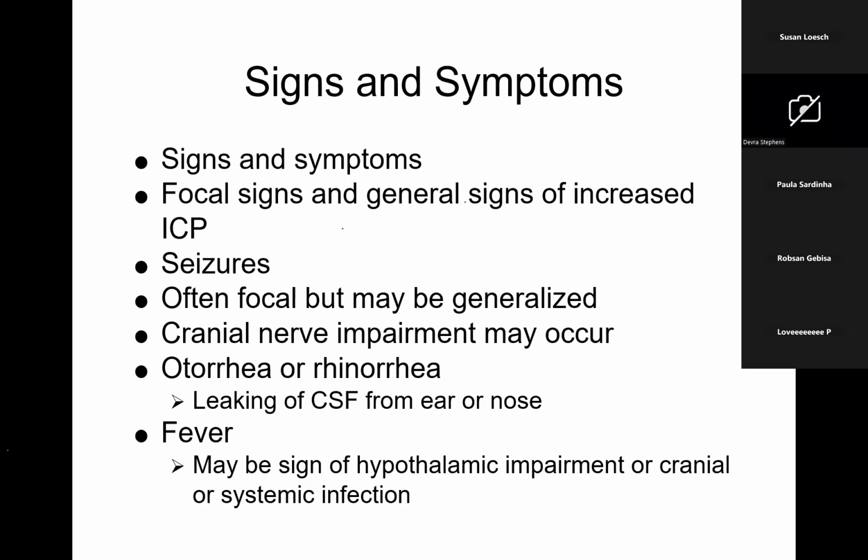Otorrhea or rhinorrhea, which you need to know those terms. That's when that cerebral spinal fluid is leaking from the ear or the nose. And fever, because the hypothalamus controls your temperature. All right, so this could be impaired, or cranial nerves could be impaired there. They could develop an infection. And stress ulcers from gastric secretions increasing here.